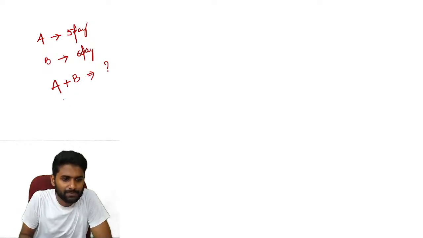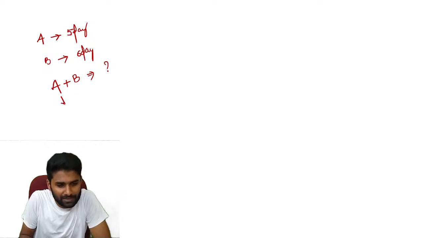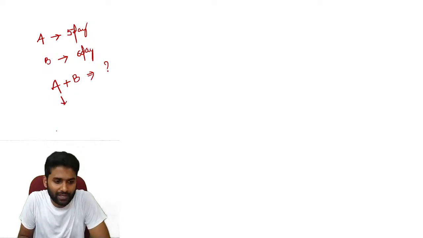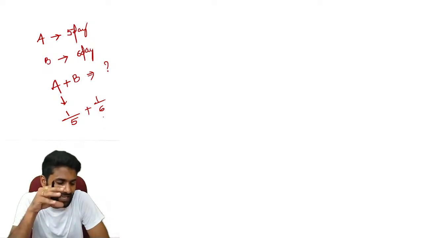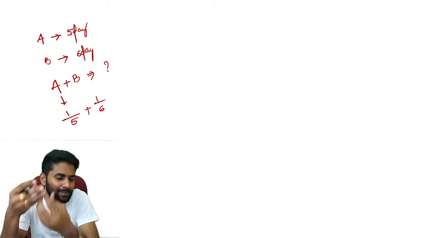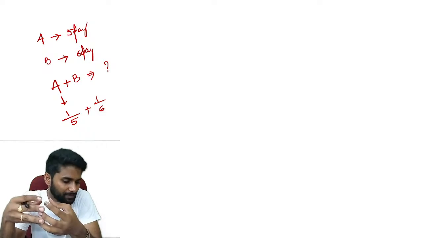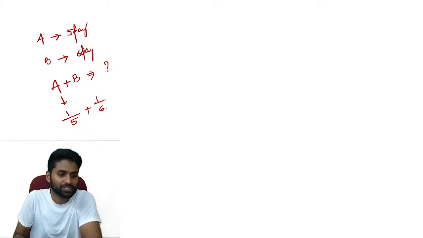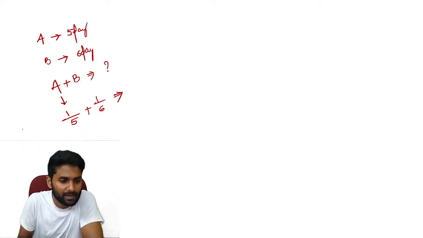Now see, if you want to find the value of time, first identify the efficiency. Efficiency of A is 1/5. Efficiency of B is 1/6. Means A completes 1/5 of the portion and B completes 1/6 of the portion. Now you have to identify the per day work of those two persons.